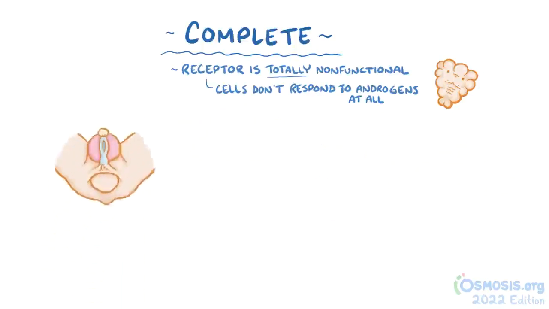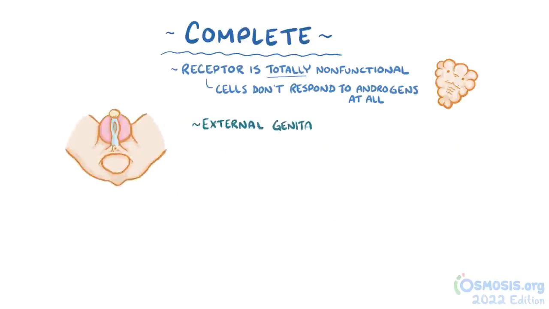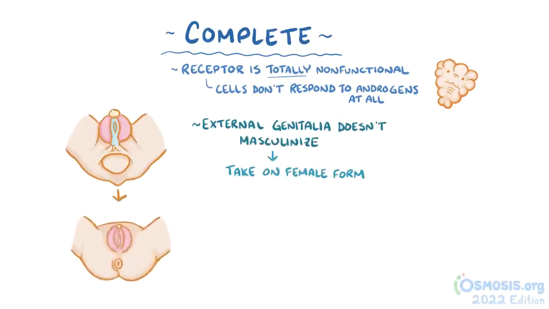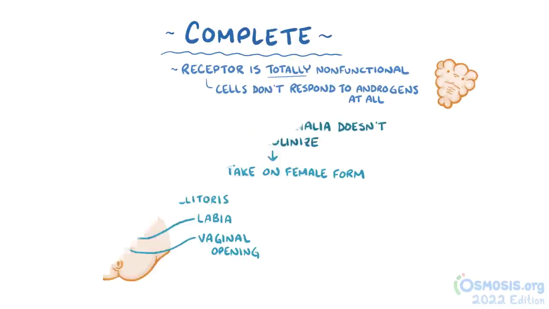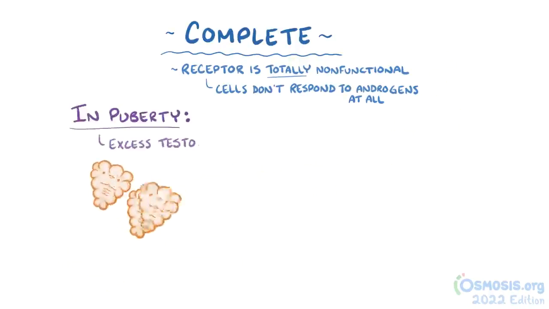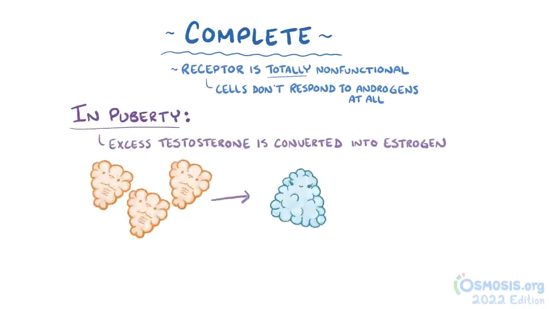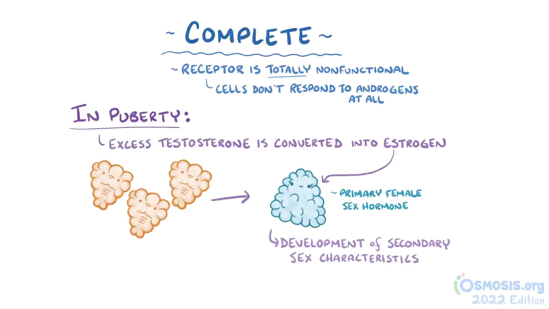Additionally, the absence of androgen influence means the external genitalia don't masculinize, and therefore they take on a female form, with a normal-looking clitoris, labia, and vaginal opening. In puberty, the excess testosterone is converted into estrogen, which is the primary female sex hormone, and this causes the development of normal female secondary sex characteristics, like breast growth, widening of the hips, and female fat distribution.